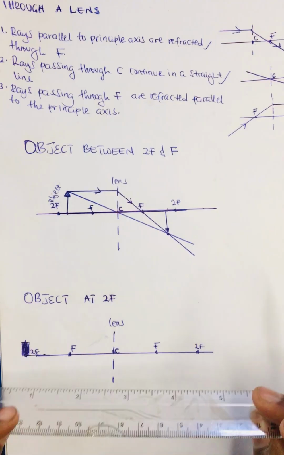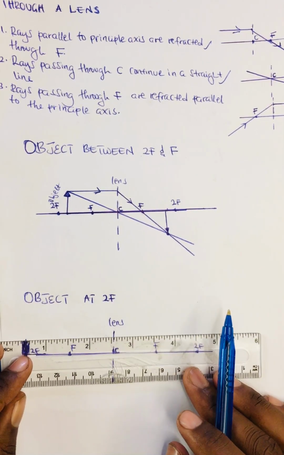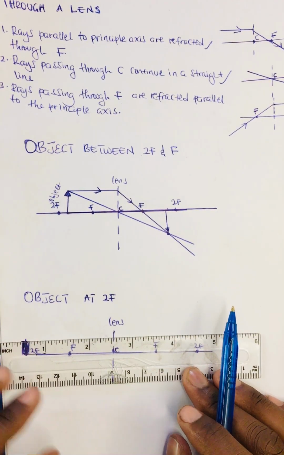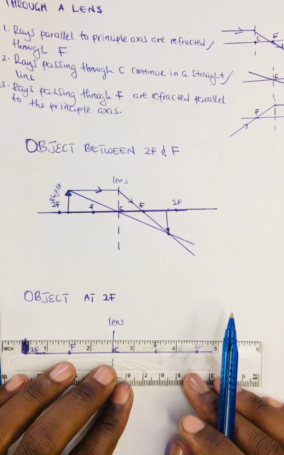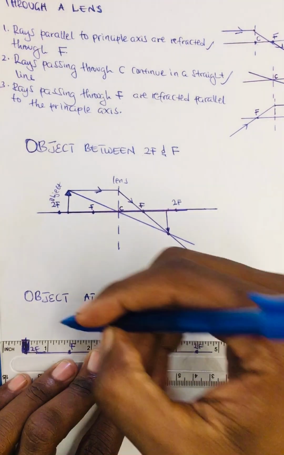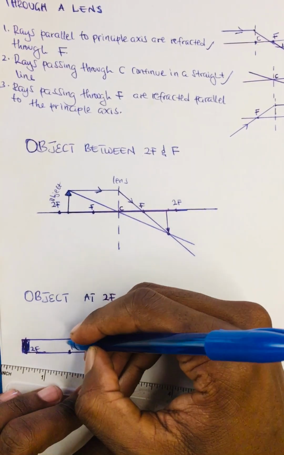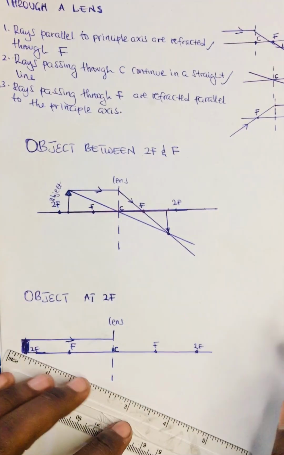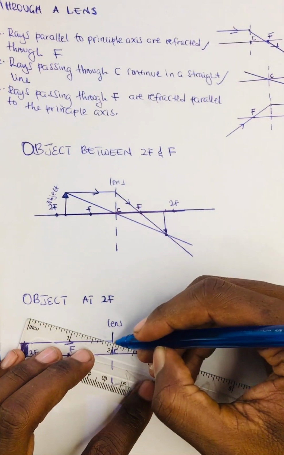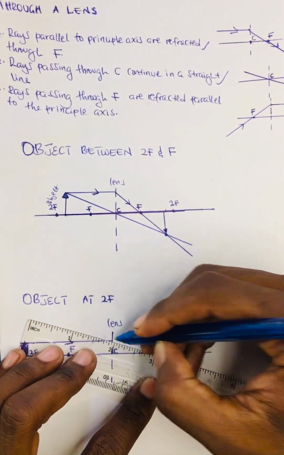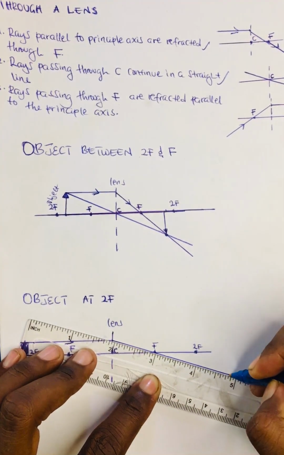As usual, we do the same thing. We draw a ray parallel to the principal axis. The ray is going to be parallel to the principal axis like that, passing through the top of the object there. This is the object, so this is the ray. Immediately it reaches here, it bends. It refracts through F, following rule number one, of course.